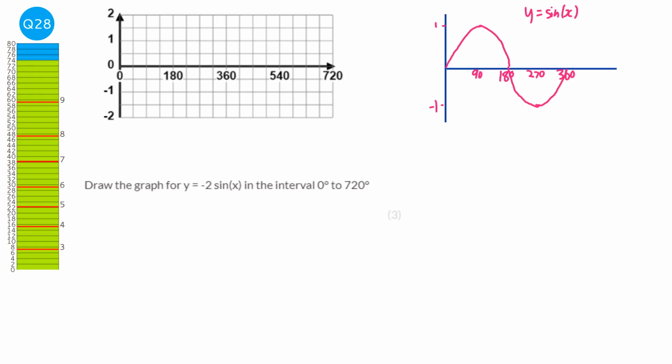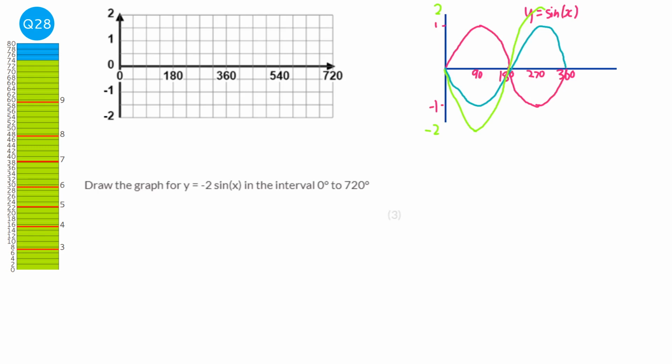So first thing I notice is there is a negative here, which just means it will be flipped in the x-axis. So this would become like this. And there's also a 2 there, so we're multiplying all the y coordinates by 2. So instead of this going down to minus 1, it will start by going down to minus 2, and it will go up all the way to 2. So we've got a nice idea of how this will look, and so we're going to just start plotting this now, I think.